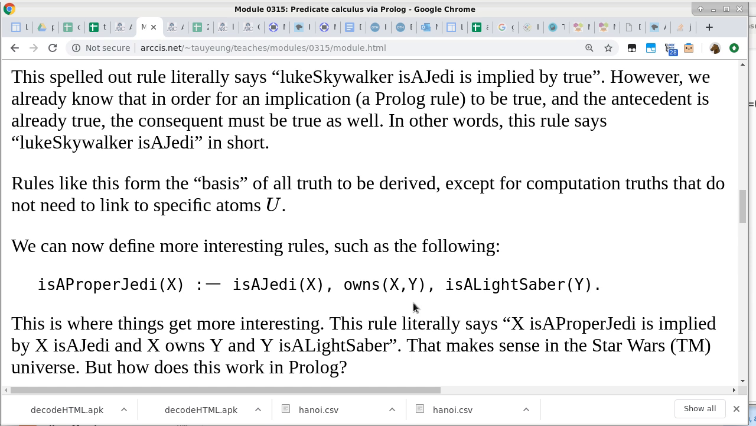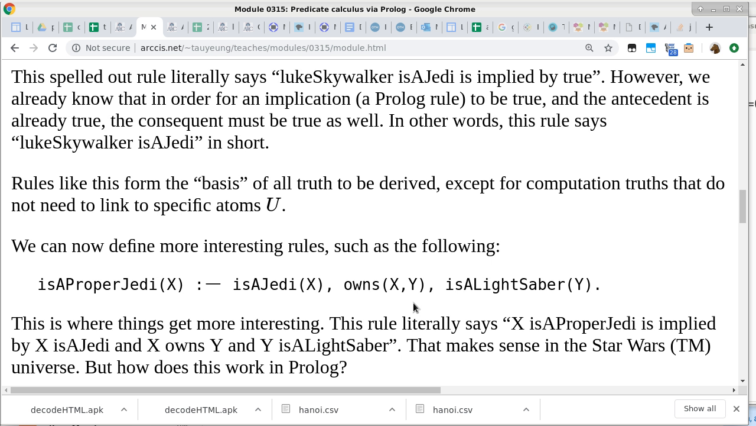So if Luke Skywalker, before he owned a lightsaber, he would not be a proper Jedi. He might be called a Jedi, but he's not a proper Jedi. Any Jedi who has lost his or her lightsaber is not a proper Jedi. You may be a Jedi, but you're not proper. Is that okay? Let me just say that one more time, how to read this particular rule. Whatever is on the right-hand side, X is a Jedi, and X owns Y, and Y is a lightsaber, implies that X is a proper Jedi.